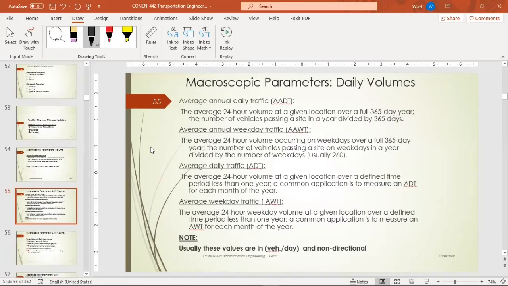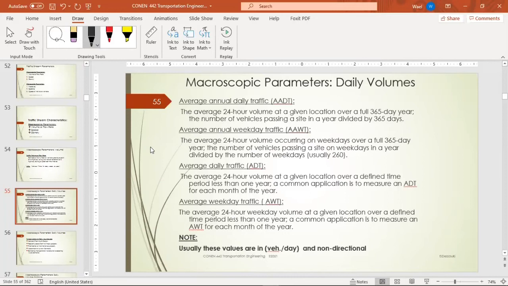We have different volumes. We have daily volumes, for example. Among the daily volumes, we have average annual daily traffic volume. We have average annual weekday traffic volume. We have average daily traffic volume. Okay, what's the difference between the annual daily traffic volume and just the average daily traffic?